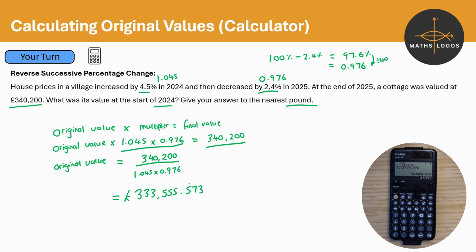It says give your answer to the nearest pound. If I draw my line after the decimal point, this 5 tells me to go up. I'm going to go up to 556 rather than stay at 555. So this is equal to 333,556 to the nearest pound. And that is my final answer.